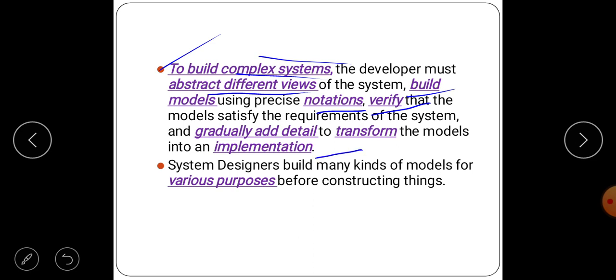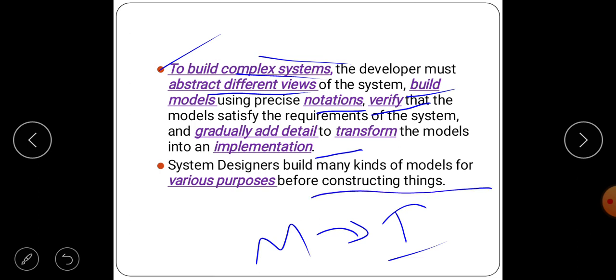Means whatever the model is, we must transform it to implementation. Means after verification, add some more details for that model and transform that model into real implementation. Okay, system designers build many kinds of models for various purposes before constructing the things. Means the system designer will construct n number of models for various purposes before constructing the things.